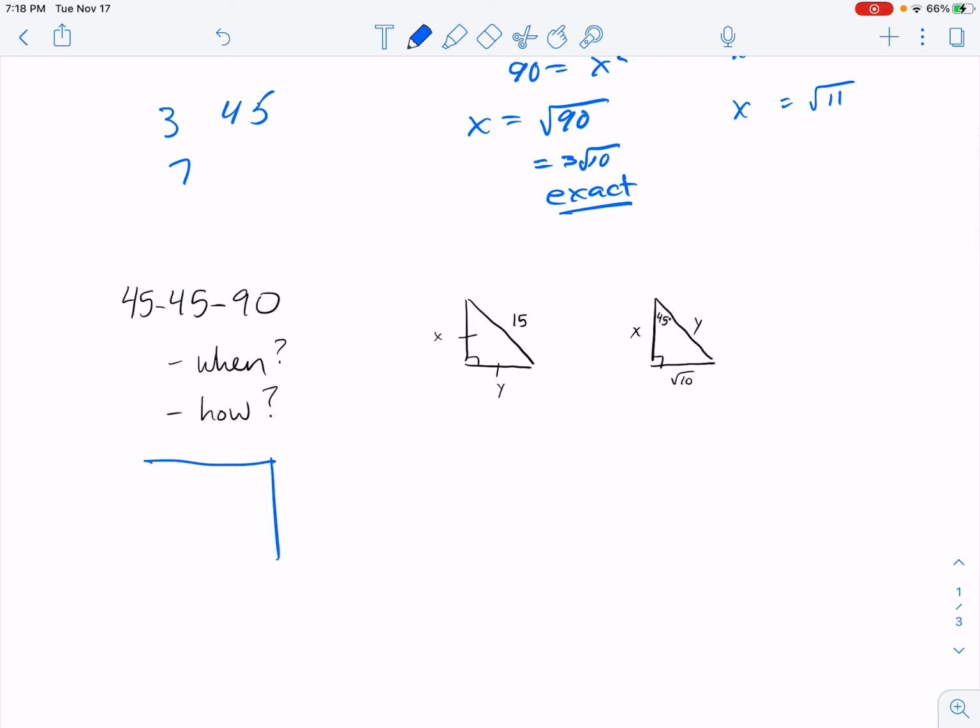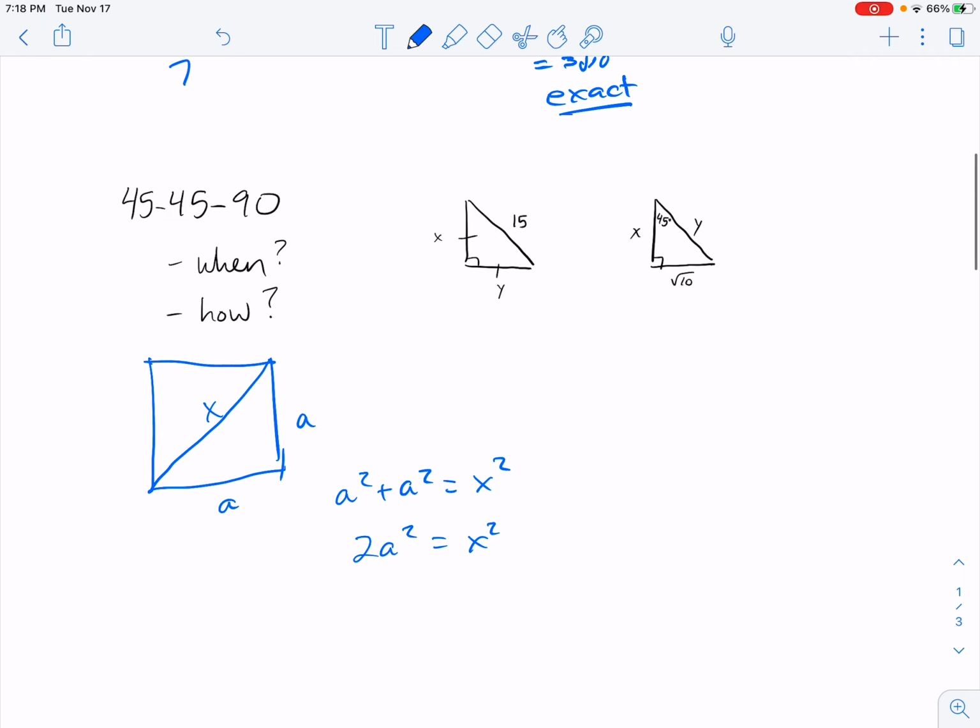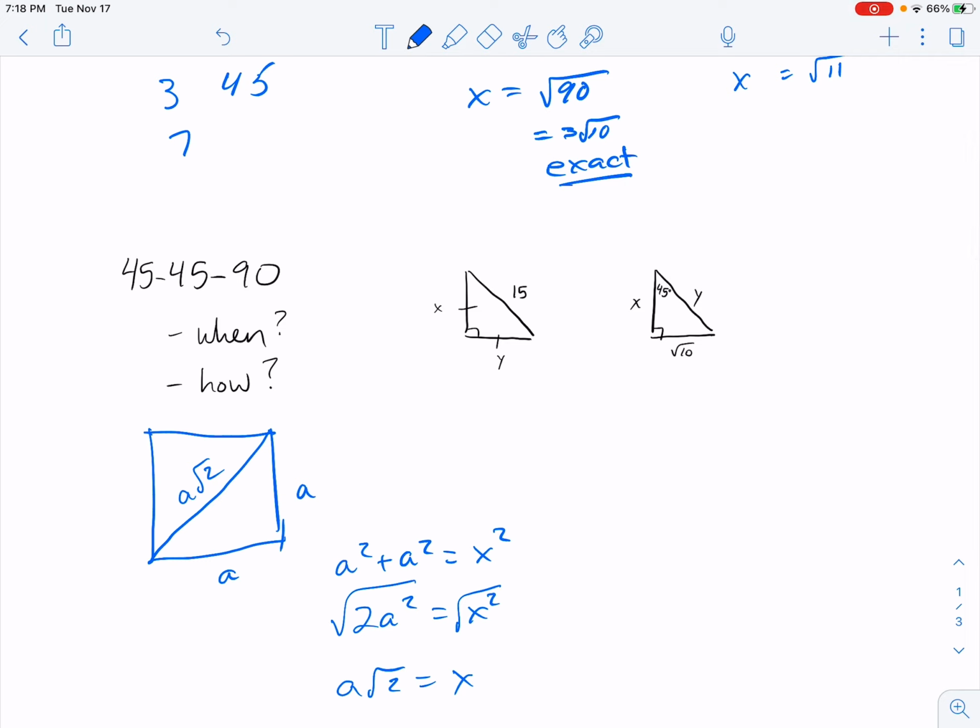Anyway, 45-degree triangles. All right, if I have a box like this, side is a, this side is a. I want to know the hypotenuse. Well, a squared plus a squared equals x squared, okay? That's 2a squared. And if I solve for x, I take the square root. This becomes a root 2, and this equals x. So the sides of a 45 triangle, instead of using an x, I'm going to replace it and put in a root 2.